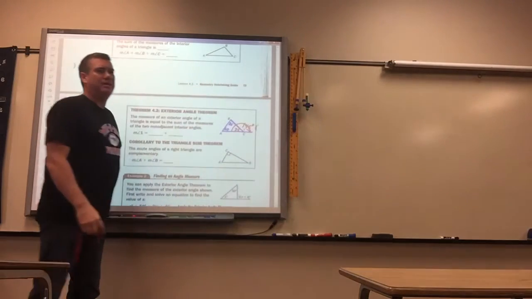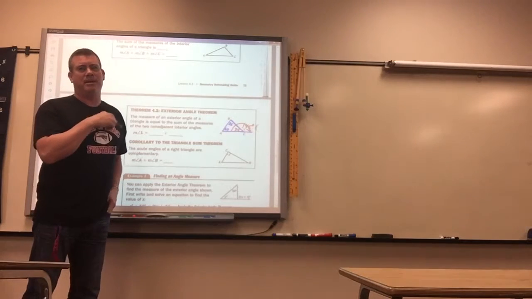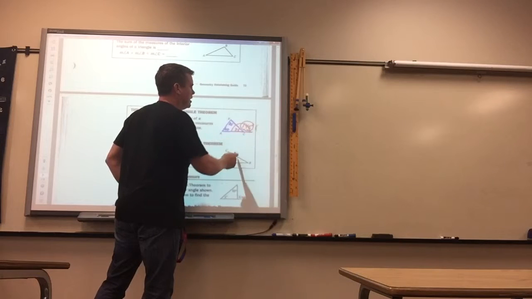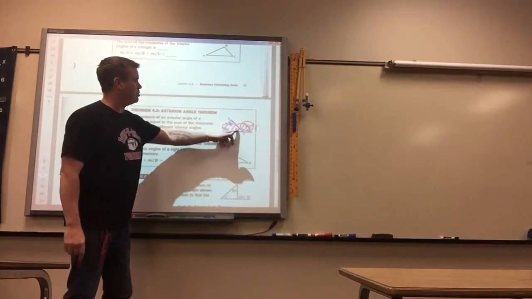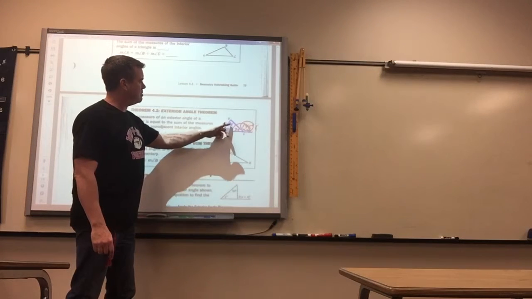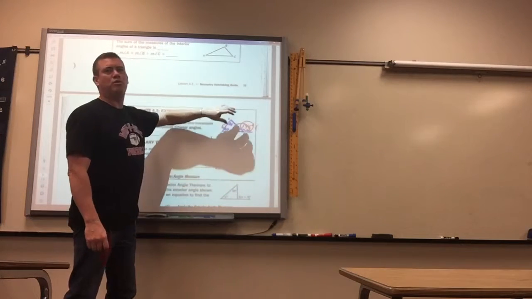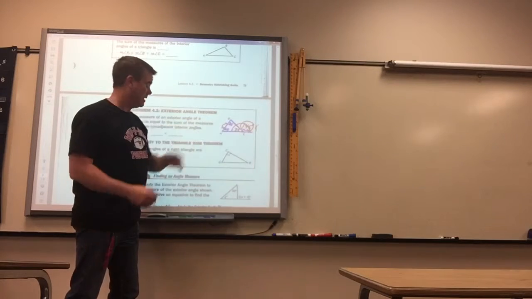Now, there's a quicker way to do this, and you will have to do it this way when you're writing an equation. The exterior angle is always going to equal the two other, not the one hooked to it, the two other interior angles added up. 60 plus 85 is 145. These are called remote interior angles. Remote because they're not hooked to it.